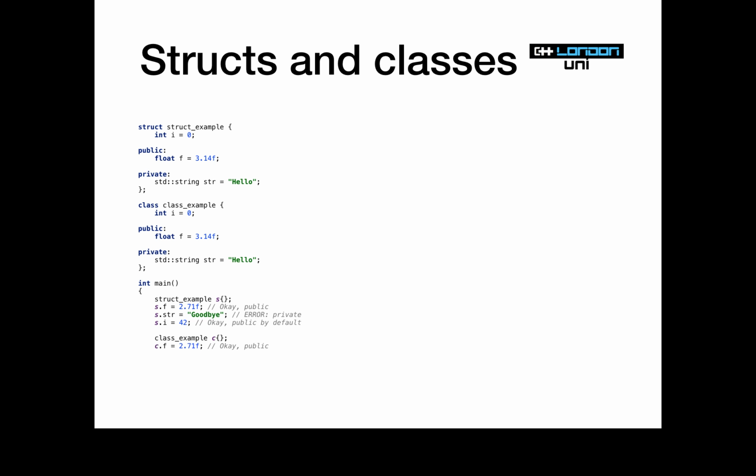Now we do the same again for our class example. Well, this time f, again, is in the public section, that's fine. str is in the private section, we cannot access it, that's a compile error. And this time, c.I, so this guy here, is private. Because by default, if we don't write an access specifier, everything in a class is private.